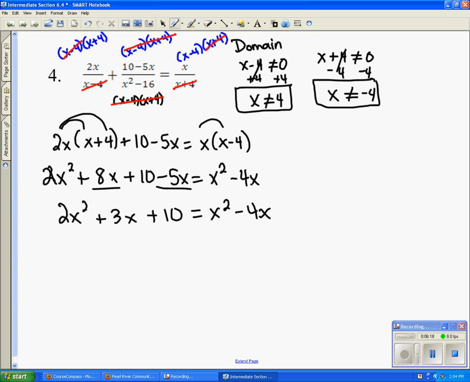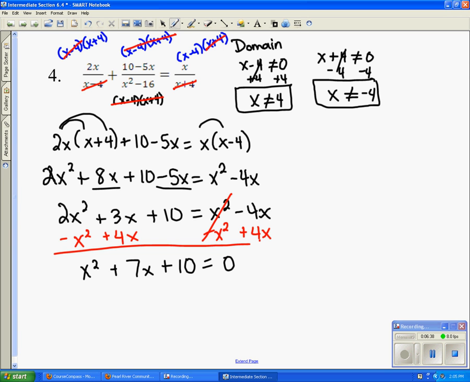I want to get 0 on the right, so I'm going to move this over. I'm going to subtract x squared from both sides. That goes away, and then I'm going to add 4x to both sides, so I'm left with x squared plus 7x plus 10 equals 0. Now I want to use my rooftop method. What multiplies to give me 10, what's going to add to give me 7. The factors are going to be 2 and 5, so that's going to be x plus 2 times x plus 5.